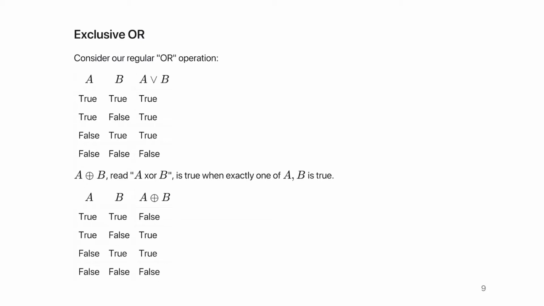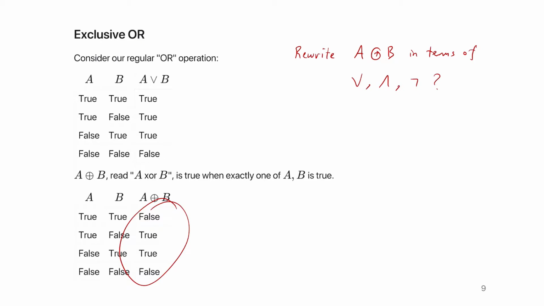And so this is only true when exactly one of them is true. So any questions with how A XOR B is defined? Okay, so now my question for you is, can you rewrite A XOR B in terms of our standard and, or, and not operations? The task is, try and come up with some expression that evaluates to exactly this on the corresponding inputs. So I'll give you a minute or two to attempt that and see if you can come up with an expression. And there's not one correct answer necessarily.